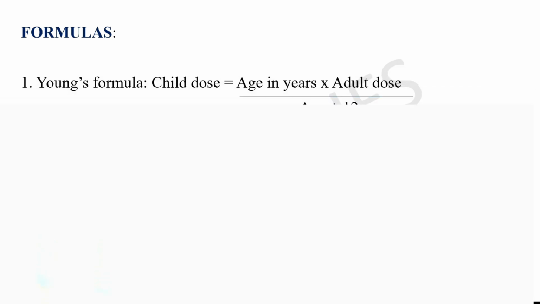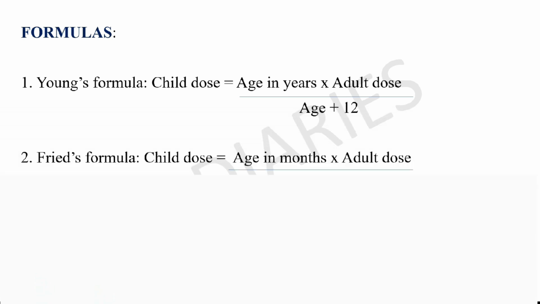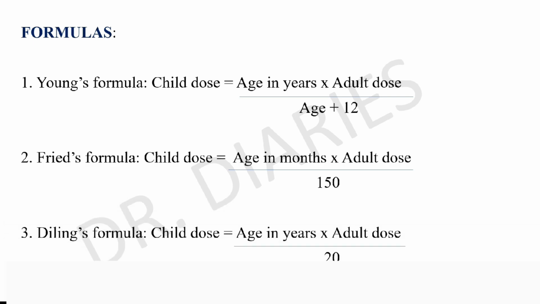First one is Young's formula, where the child dose is calculated by age in years multiplied by adult dose, which is then divided by age plus 12. Second formula is Fried's formula, where the child dose is calculated by age in months multiplied by adult dose divided by 150. Third is Dilling's formula, where the child dose is calculated by age in years multiplied by adult dose, which is divided by 20. Of these 3 formulas, the most commonly used formula is Young's formula.